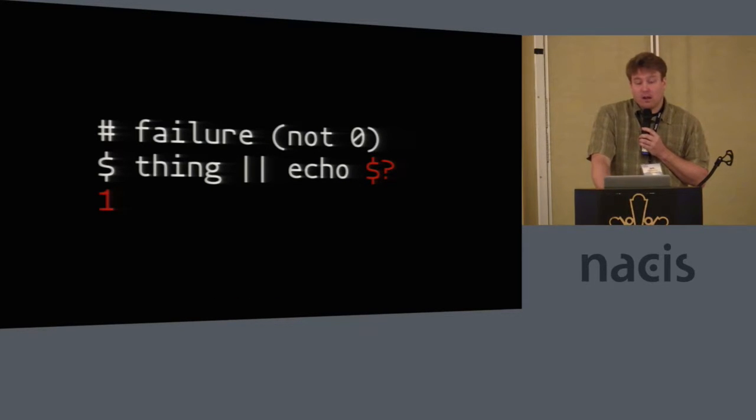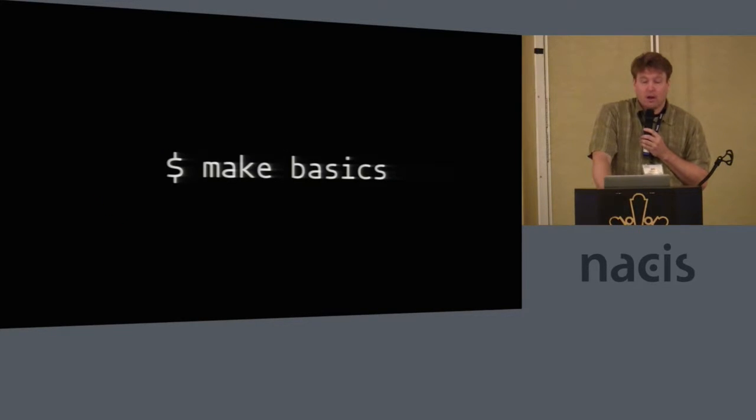If something failed, it's going to be not 0. So it could be 1, it could be -1, it could be -53. It doesn't really matter. It's just not 0. That's really useful if you want to fall back. So if something doesn't exist, you want to do something else, check your failure codes.